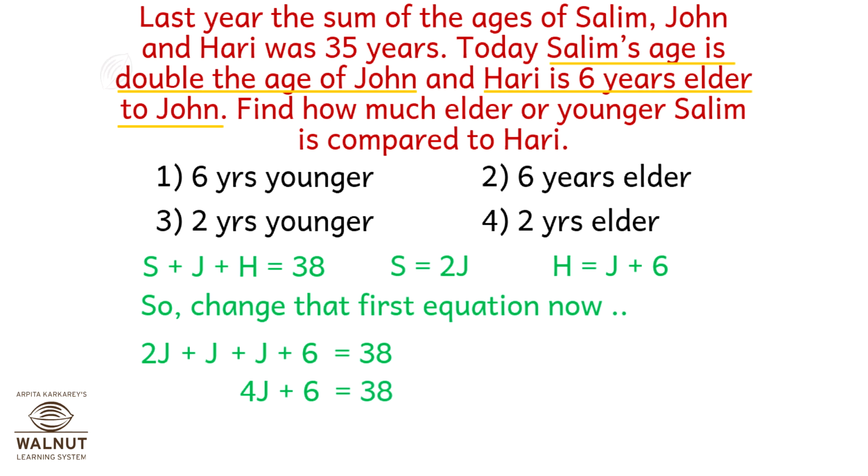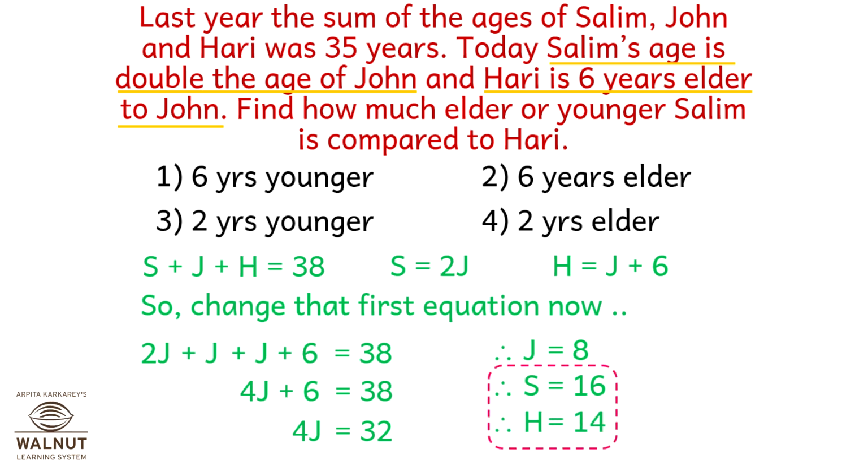So 4J plus 6 is 38. Therefore 4J is 38 minus 6. Therefore J is 8. Therefore S is 16. Therefore H is 14, which is 2 years elder. So I think this is a simpler way. Let's move on to the next question.